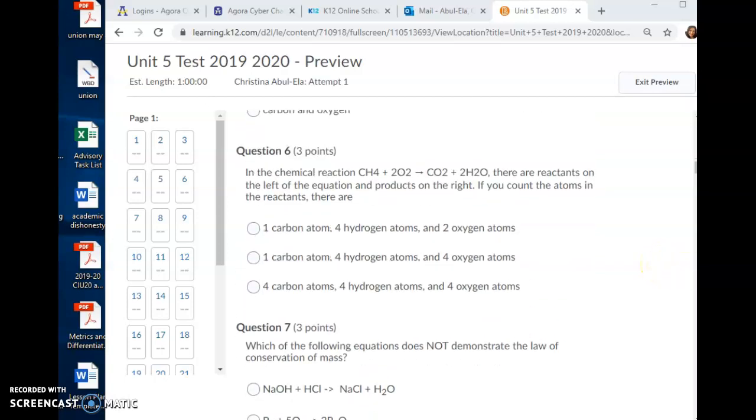Question 6. In the chemical reaction, methane plus oxygen gas yields carbon dioxide and water. There are reactants on the left of the equation and products on the right. If you count the atoms in the reactants, there are 1 carbon atom, 4 hydrogen atoms, and 2 oxygen atoms; 1 carbon atom, 4 hydrogen atoms, and 4 oxygen atoms; 4 carbon atoms, 4 hydrogen atoms, and 4 oxygen atoms.